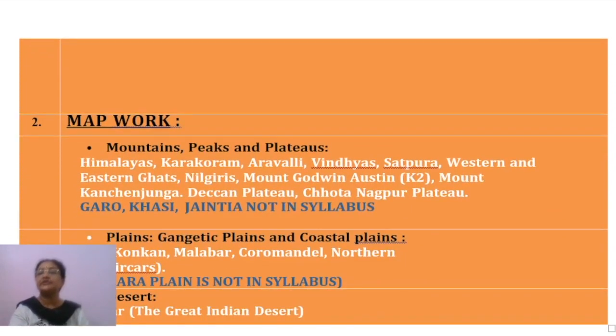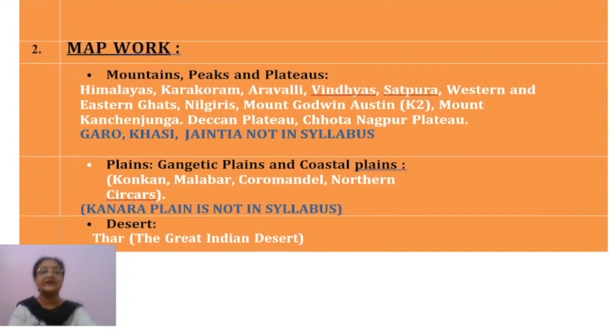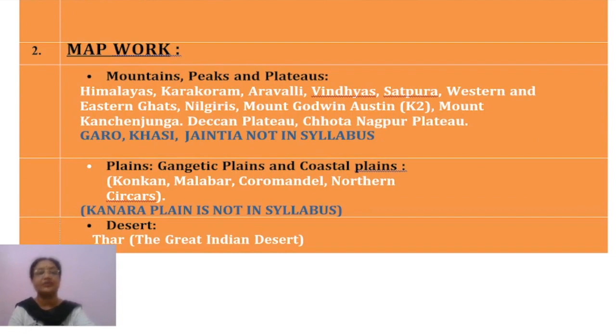After the topographical sheets, which will be of 10 marks, 10 marks will be the map work this time in the exams. Under map work you will find the mountains, peaks and plateaus. Under these you have to cover Himalayas, Karakoram, Aravalis, Vindhyas, Satpura, Western and Eastern Ghats, Nilgiris, Mount Godwin Austen and Mount Kanchenjunga, both the peaks, and Deccan Plateau and Chota Nagpur Plateau, both the plateaus.